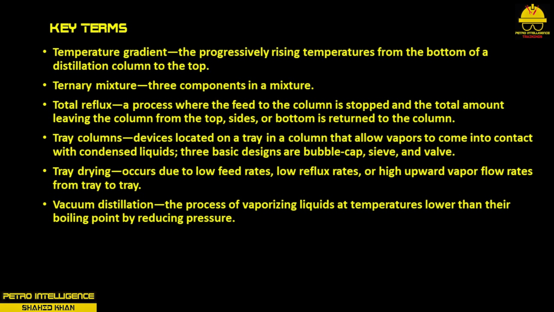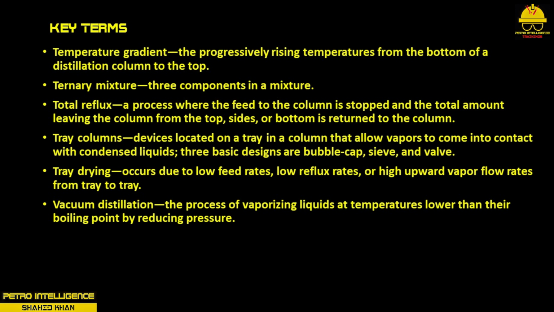Ternary mixture has 3 components. Total reflux is a process where the feed to the column is stopped and the total amount leaving the column from the top, sides, or bottom is returned to the column. Tray columns are devices located on a tray in a column that allow vapors to come into contact with condensed liquids. 3 basic designs are bubble cap, sieve, and valve.